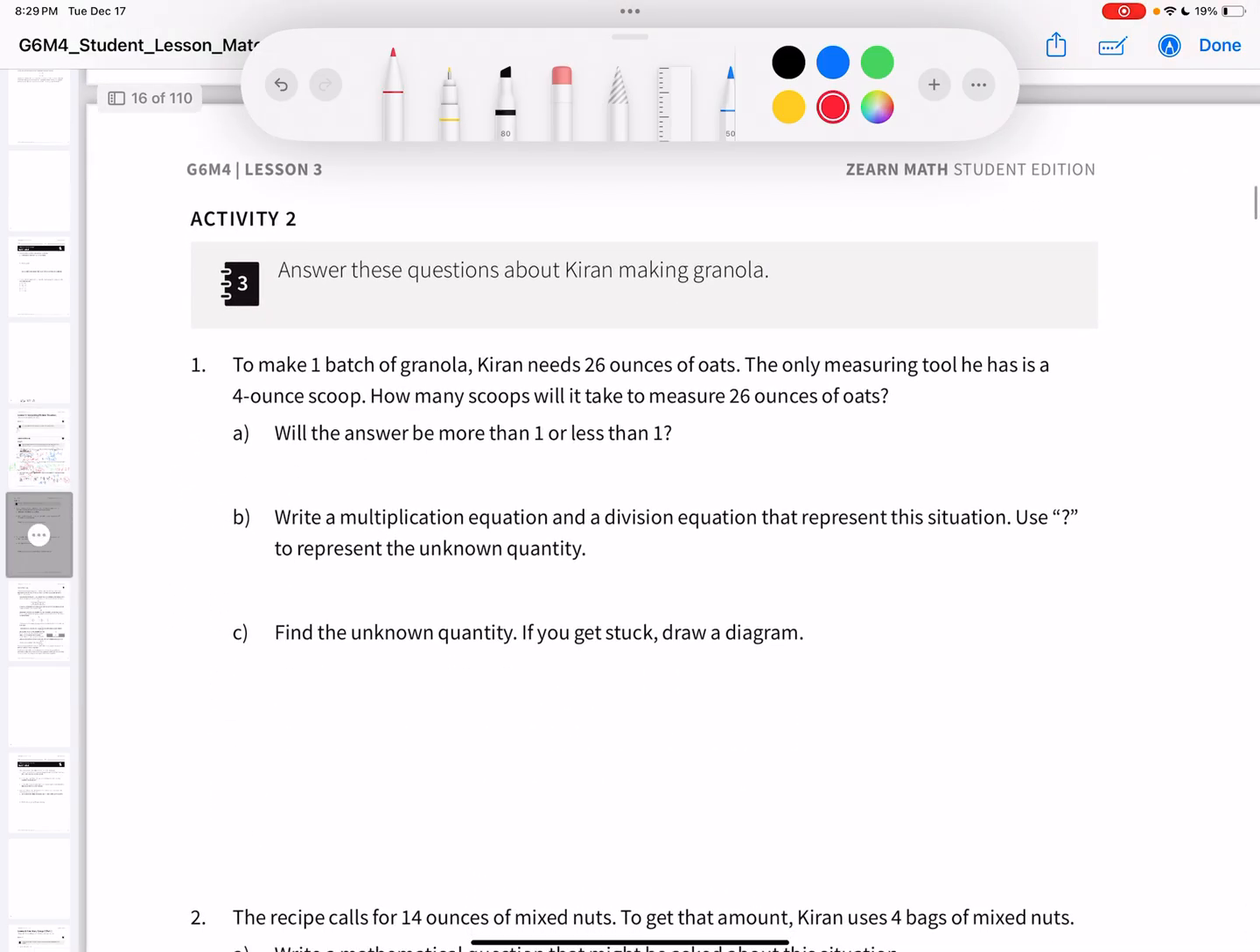Activity 2. Answer these questions. All right. So it says, answer these questions about Kieran making granola. To make one batch of granola, Kieran needs 26 ounces of oats. The only measuring tool he has is a 4-ounce scoop. How many scoops will it take to measure 26 ounces of oats? Well, you need to ask yourself, does 4 go into 26 evenly? And the answer is no. So we're going to have a whole number, but we're also going to have a decimal or a fraction that goes with it.